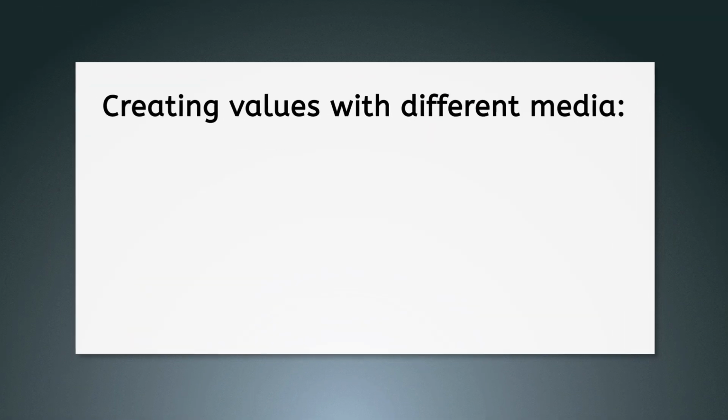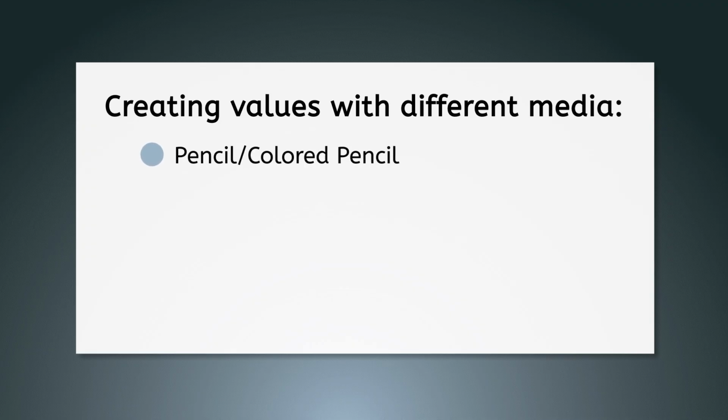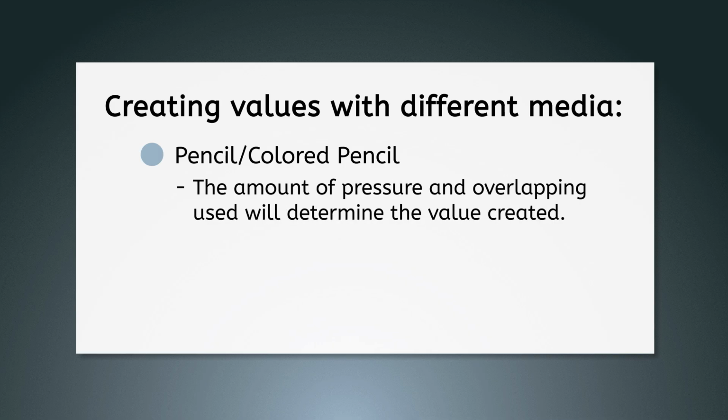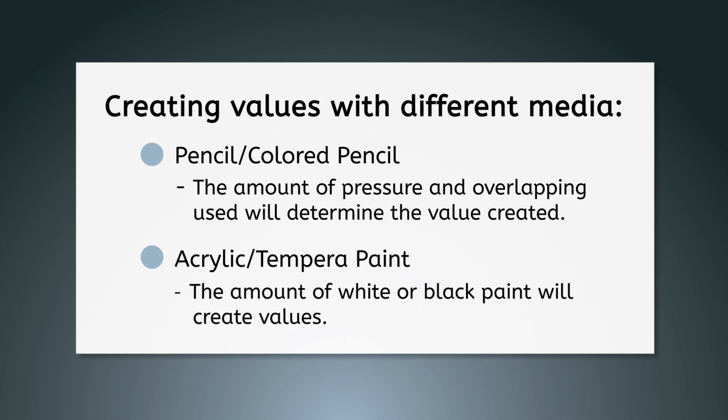Before you can accurately use a value scale, it helps to know how to make one. In this section of the lesson, we'll look at 2 ways of creating a value scale. You can create value scales with a variety of different media. If using dry media like pencil or colored pencil, the amount of pressure you use along with the overlapping will determine the value created. When using wet media like acrylic or tempera paint, the amount of white or black mixed together will create your values.